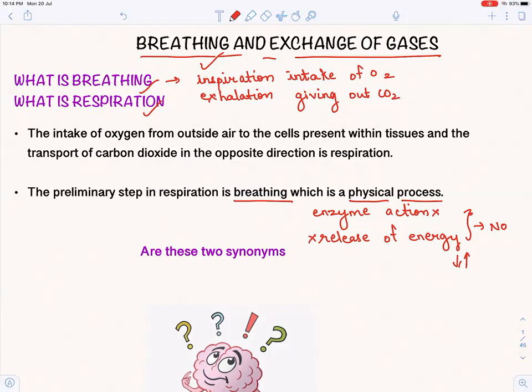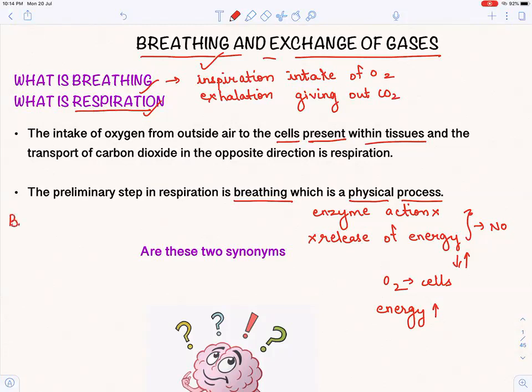Whereas, what happens in respiration? Respiration is when this oxygen reaches the cells present within the tissues. So this oxygen is reaching within the cells, and then energy is getting released, right? So this is not a physical process. Very good. So we all know that breathing is a physical process and respiration is not; in breathing, no energy is released and no action of enzymes is involved.